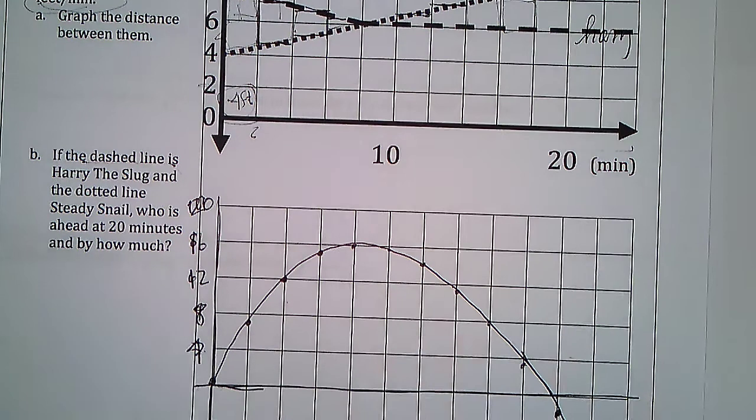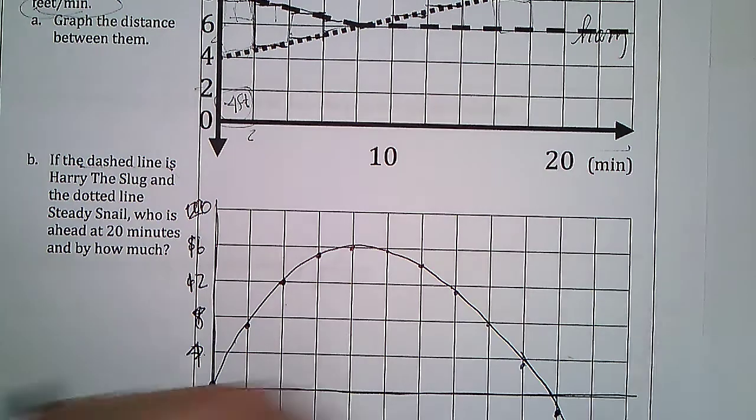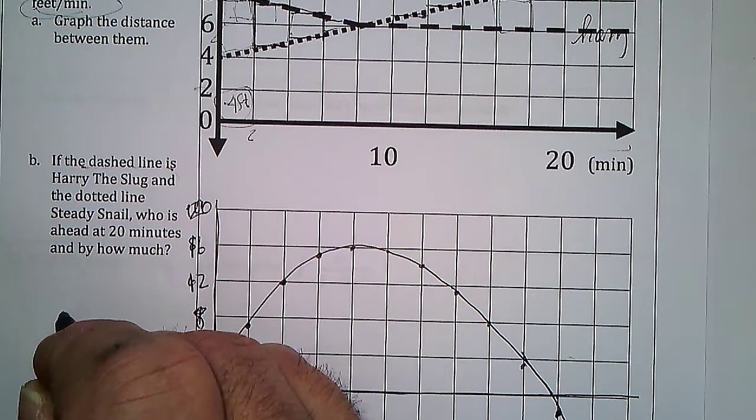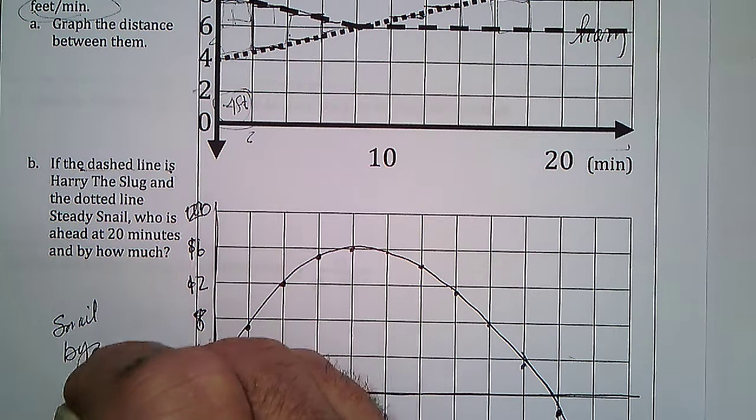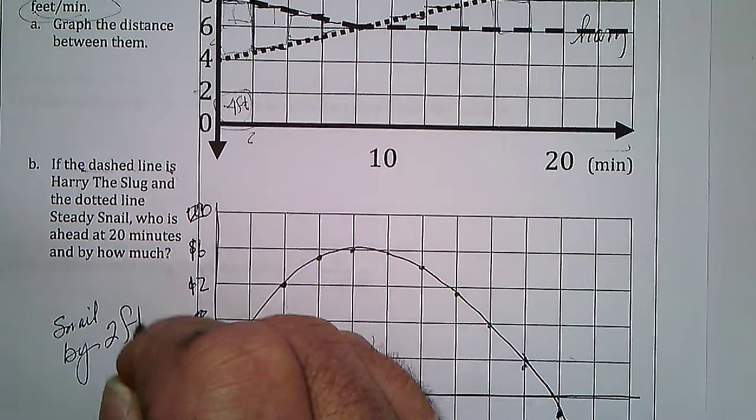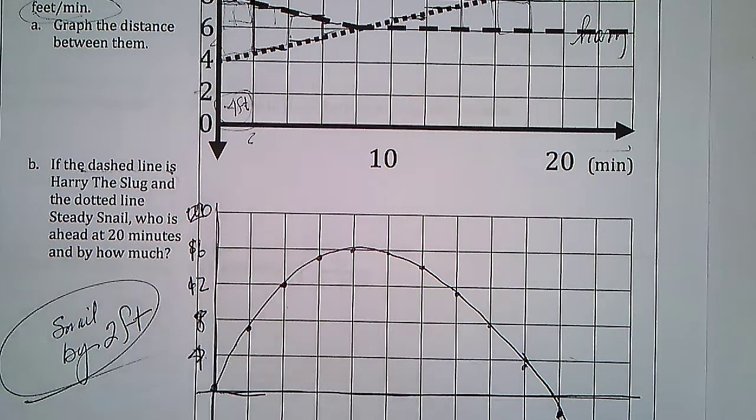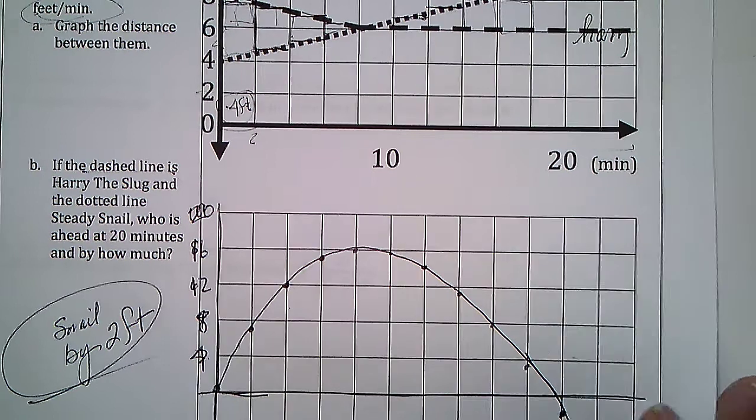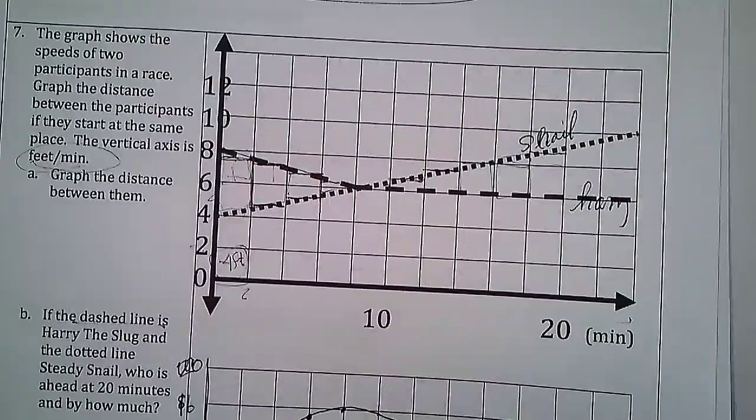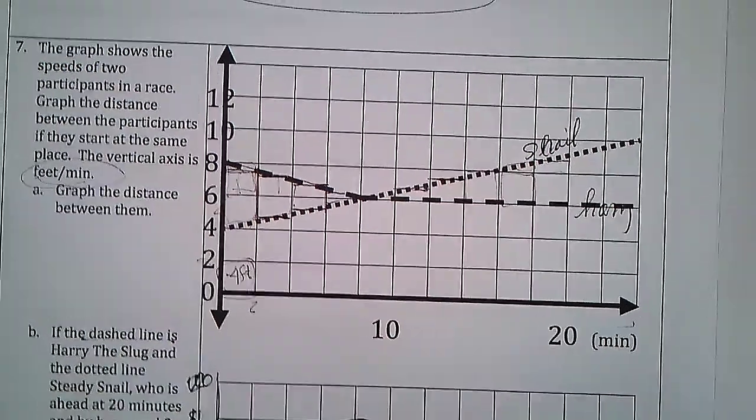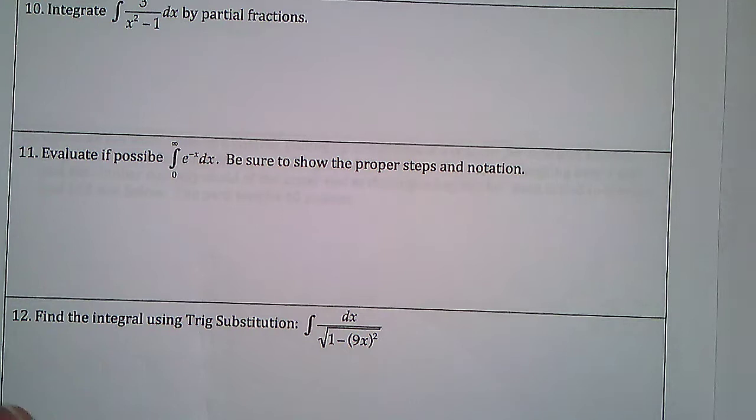This is what my graph came out to be. So the snail is ahead by 2 feet at 20 minutes. So it's just an exercise in calculating the distance, the change in the distance, looking at velocity graphs. Okay.